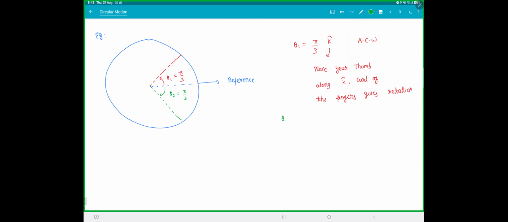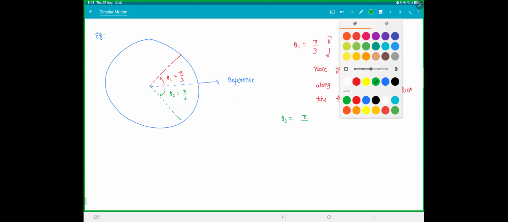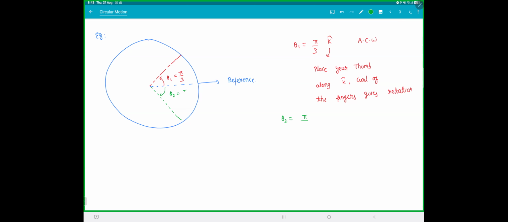Similarly, theta 2 is going in the opposite direction, so the thumb will go into the plane. This will be pi by 6. Pi by 6 minus k cap, clockwise direction. Clear with this? If you want to find delta theta, which is theta final minus theta initial, theta 2 minus theta 1, you should take it with the signs. So the displacement will be pi by 2 minus k cap.